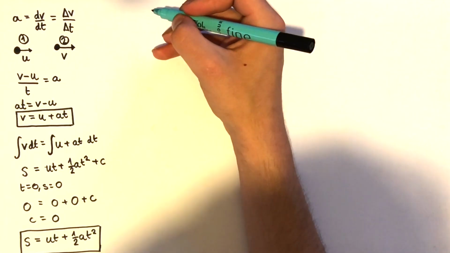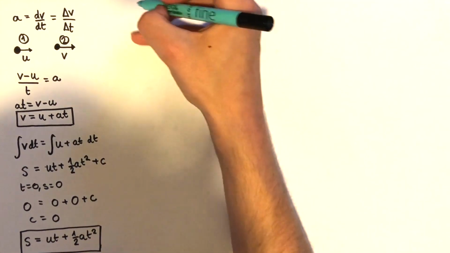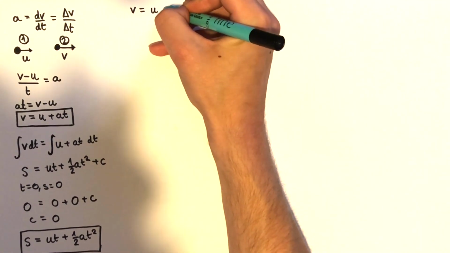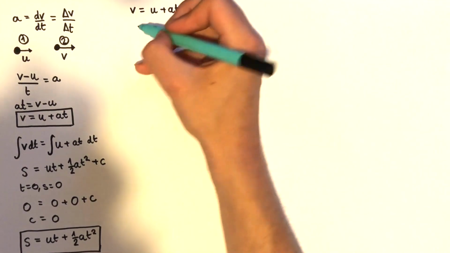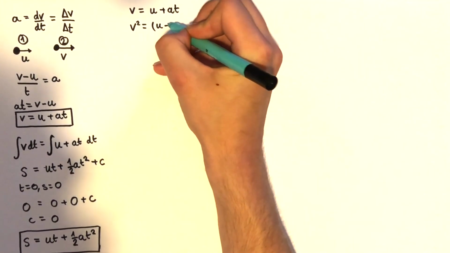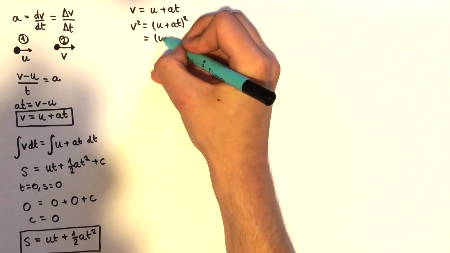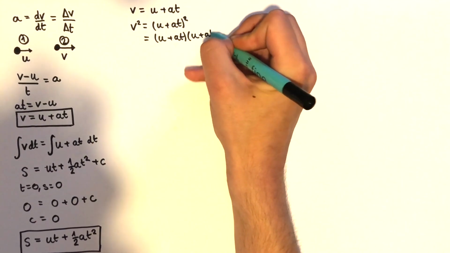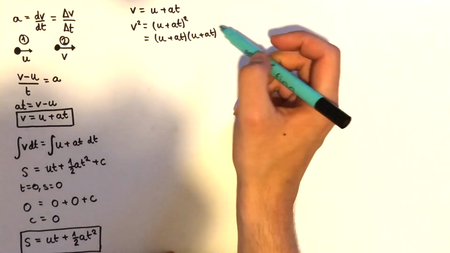Now for our next equation of motion, what we're going to do is take this equation right here and square both sides. So let's start with this equation up here, v equals u plus at. Let's go ahead and square both sides of this equation. We're perfectly allowed to do that. So we get that v squared equals u plus at, all squared. And if we expand this bracket right here, we're going to write it as u plus at times u plus at. I've just done something about that squared. We're just going to make it a little bit easier to expand.